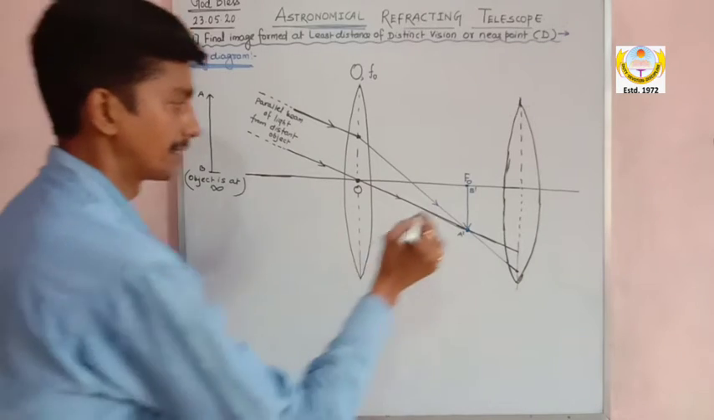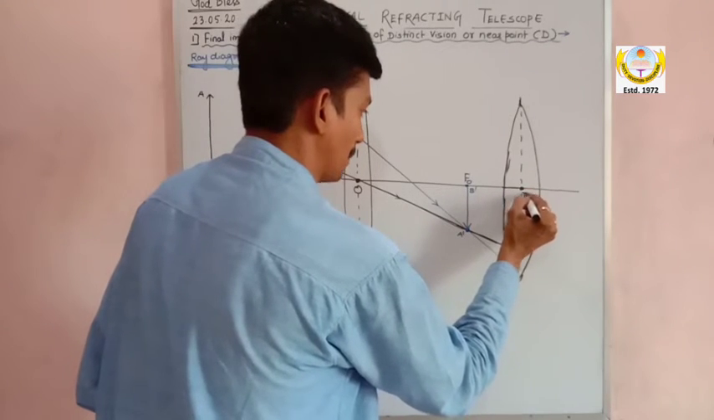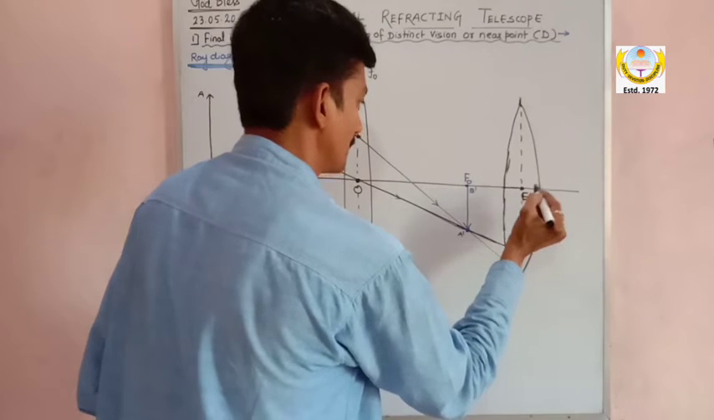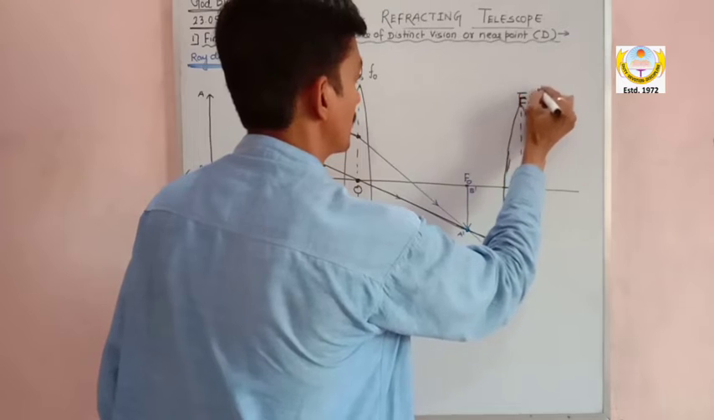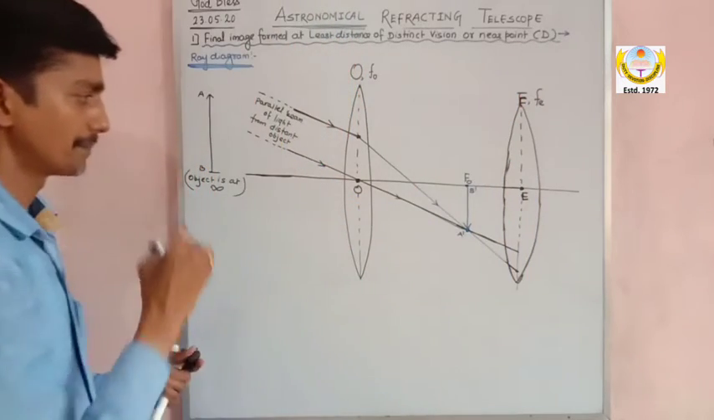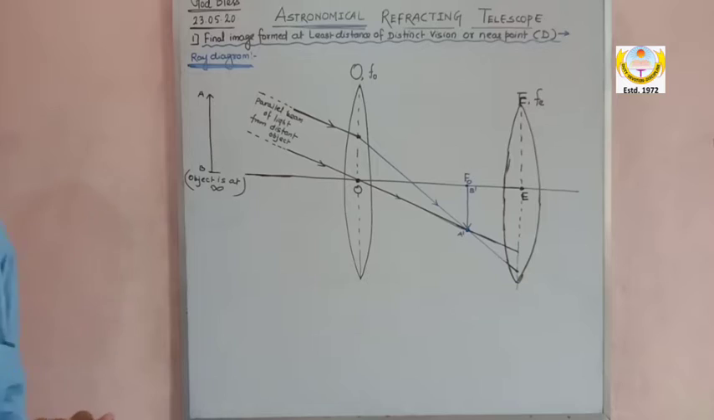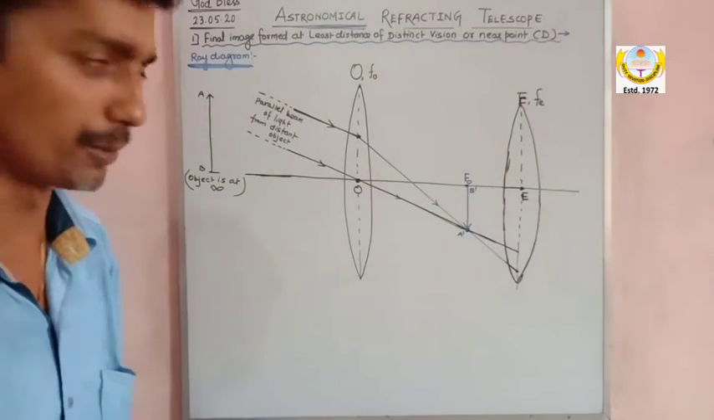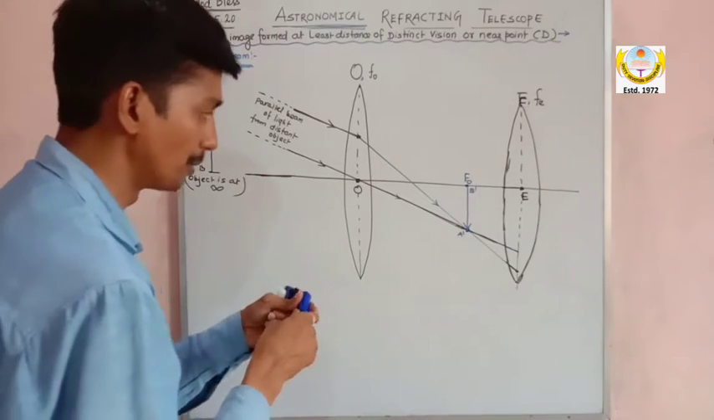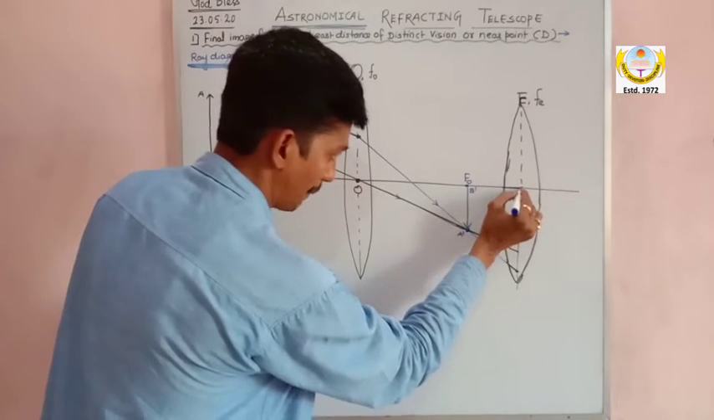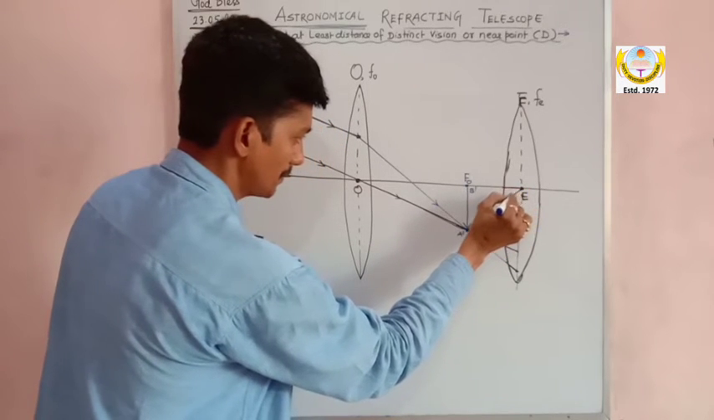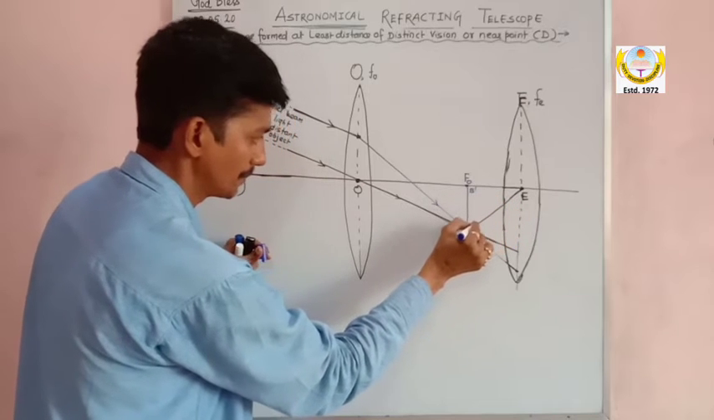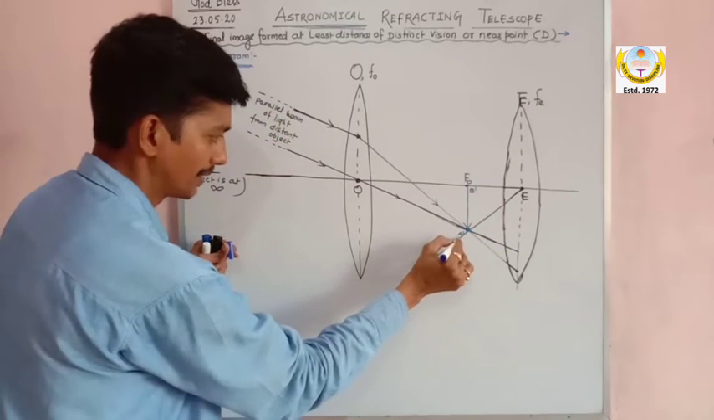Now my dear, here this is the center of the eyepiece lens. I will mark this as E, and this is your eyepiece with the focal length FE. Now my dear, to draw the ray diagram, there is a small concept which you are supposed to follow. First you draw the ray passing through the optical center and this point, like this.